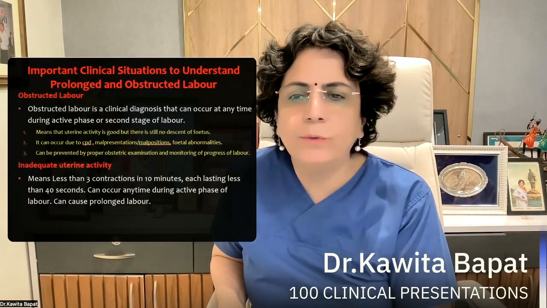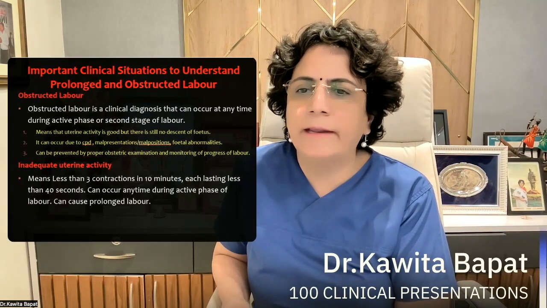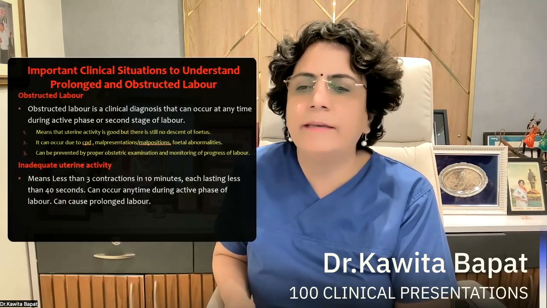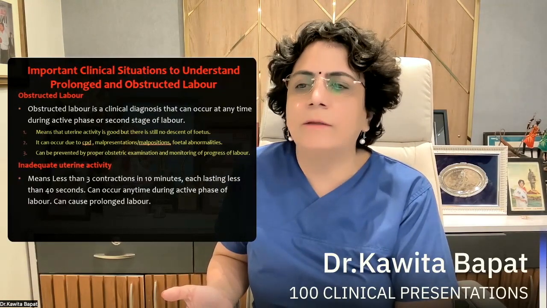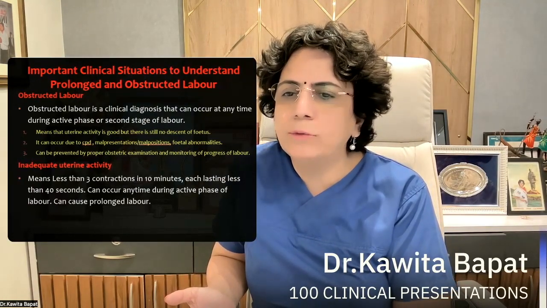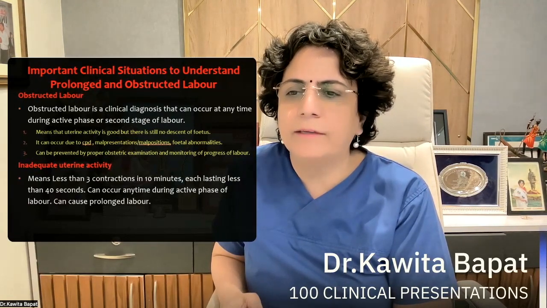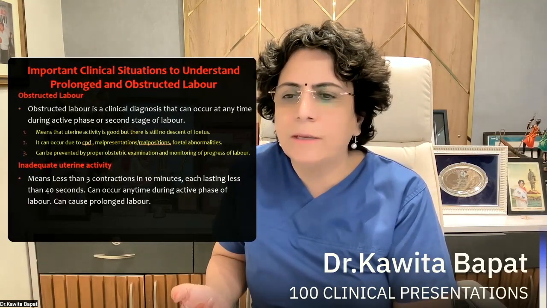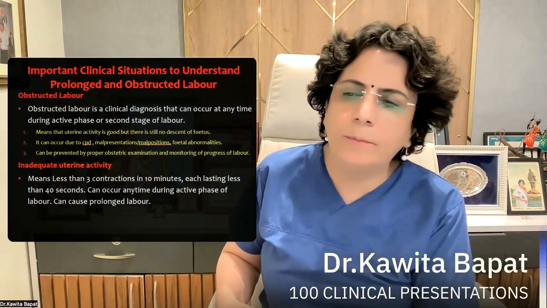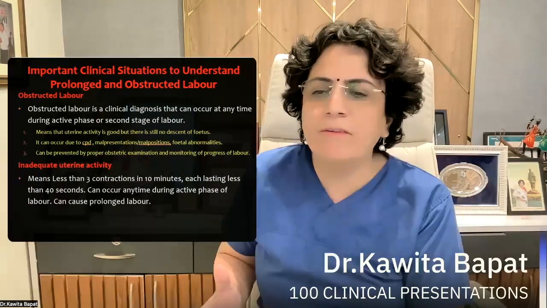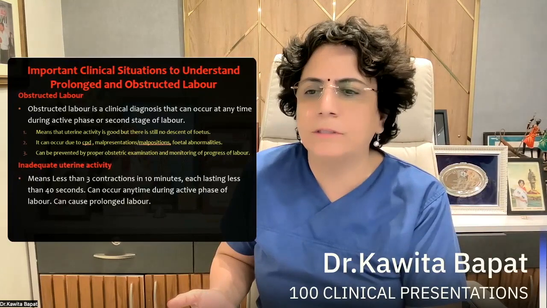Now, the clinical situation to understand prolonged and obstructed labor. Obstructed labor is a clinical diagnosis that can occur at any time during the active phase of labor or the second stage of labor. Uterine activity is good, but there is no descent of the fetus. It can occur due to CPD, malpresentation, malposition, or any fetal abnormalities. It can be prevented by the right obstetric examination, monitoring, and management of the labor.